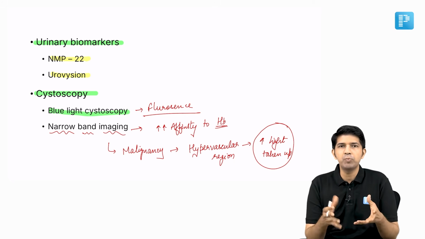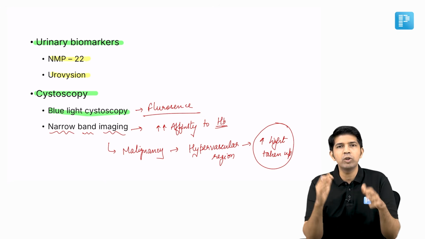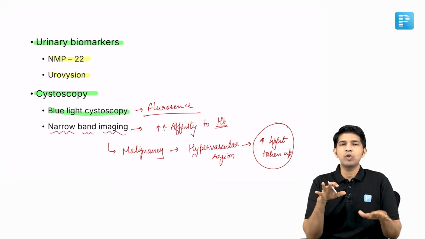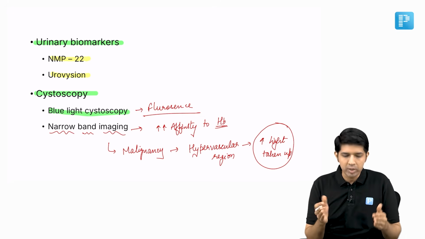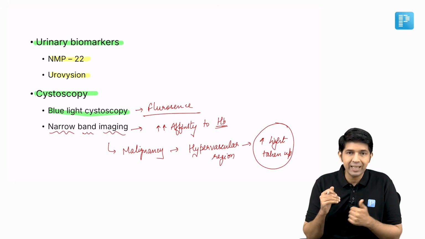Then you don't need all this blue light, white light, all this is not necessary. You can directly look at it and do your TURBT and get out. In doubtful cases or carcinoma in situ sort of scenarios, that is when you will use all this blue light cystoscopy and the narrow band imaging.